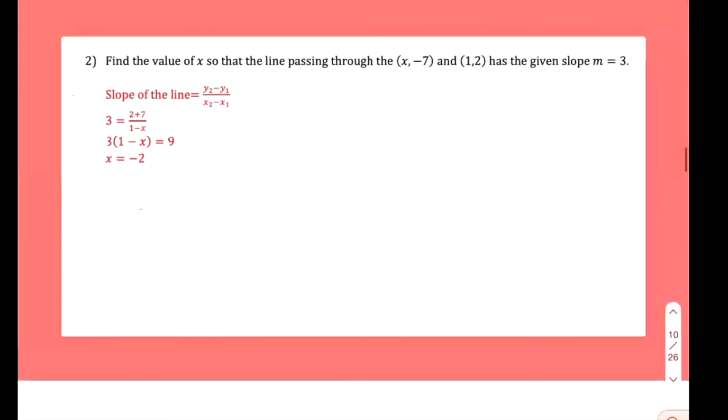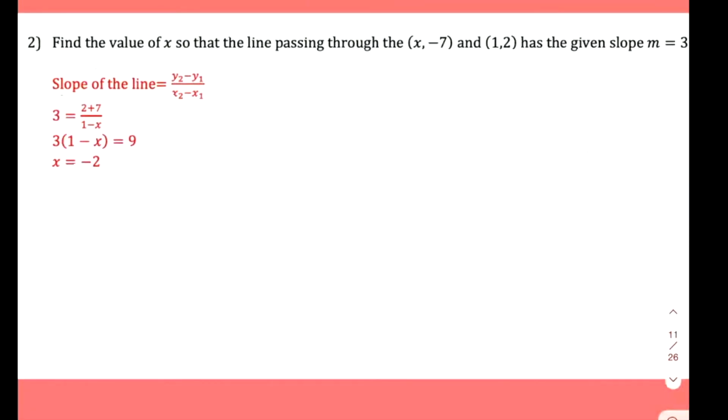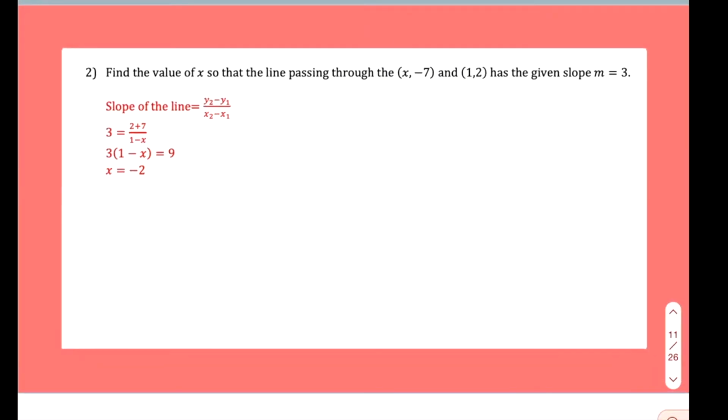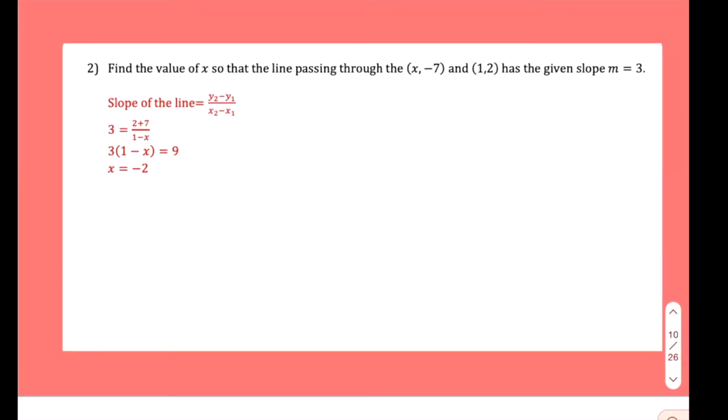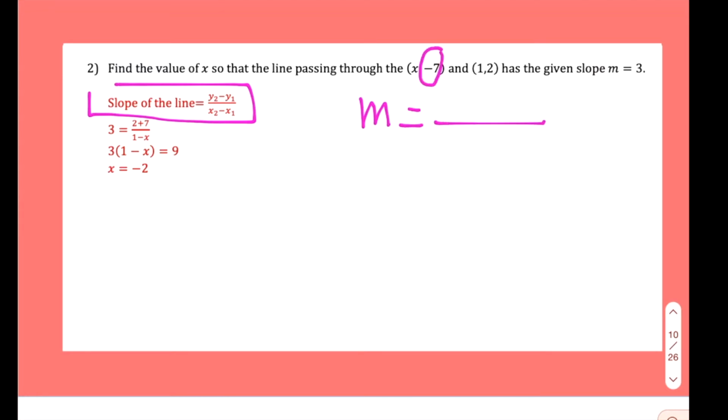Any question? Find the value of x so that the line passing through (x, -7) and (1, 2) has the given slope, m equals 3. So what do you do? You just use the definition of the slope, change in y over change in x. So m equals change in y, which is negative 7 and 2, minus 7 minus 2. I'm doing it another way. Look, here they're doing 2 plus 7. I'm doing this direction.